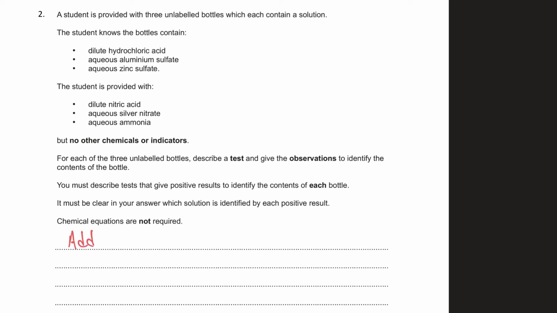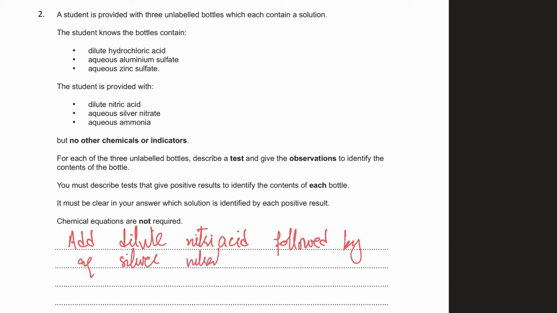Let's say we add dilute nitric acid, followed by aqueous silver nitrate. If a white precipitate is formed, it is aqueous HCl. Alright, so that tells me that a white precipitate is being formed.